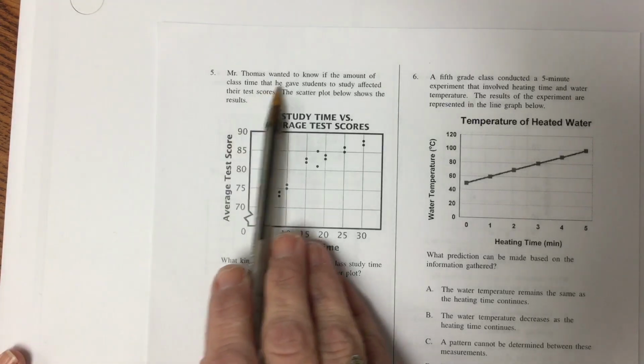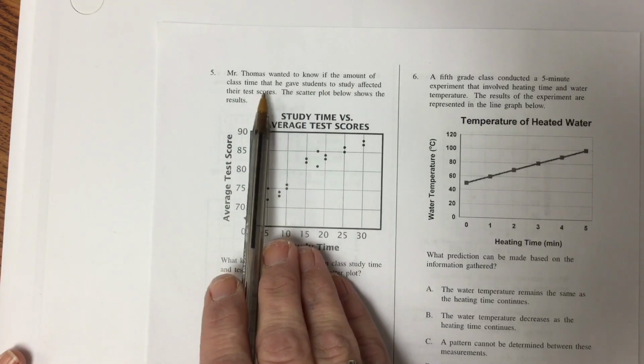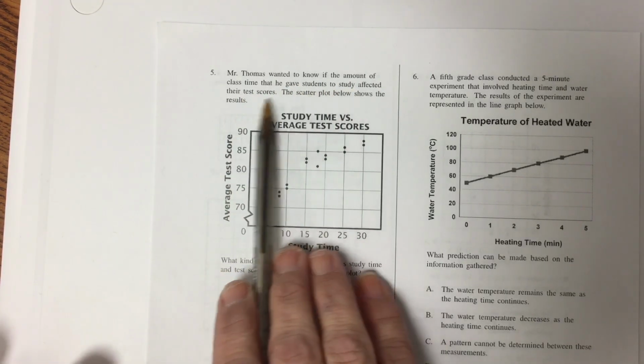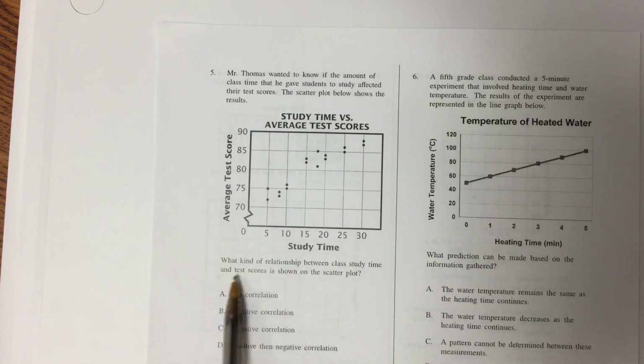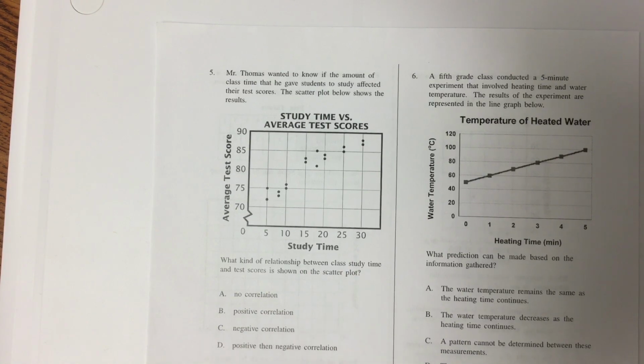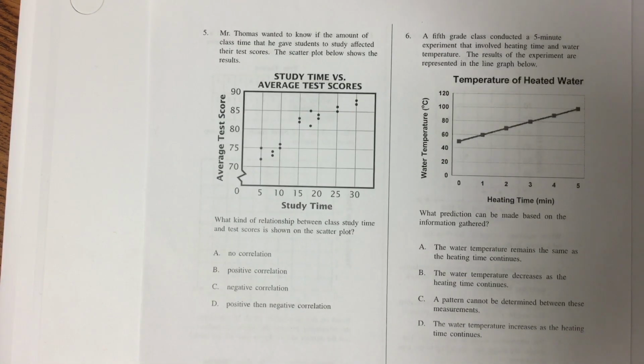It says, Ms. Thompson wanted to know if the amount of class time that he gave students to study affected their scores. The scatter plot below shows the results. What kind of relationship between the class study time and test scores is shown on the scatter plot? So it says no correlation, meaning doesn't matter. Positive correlation, meaning it was positive change, meaning they made better. Negative correlation, meaning the scores were actually worse, or positive then negative.